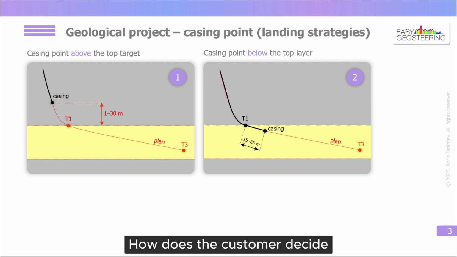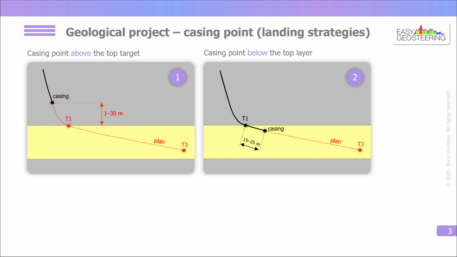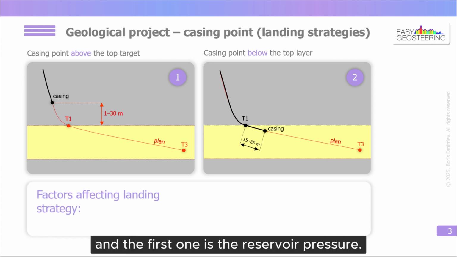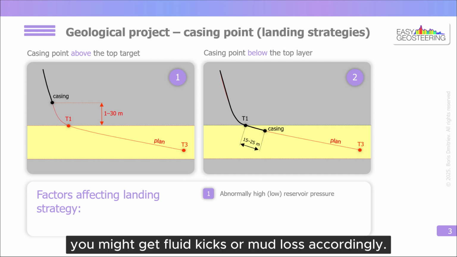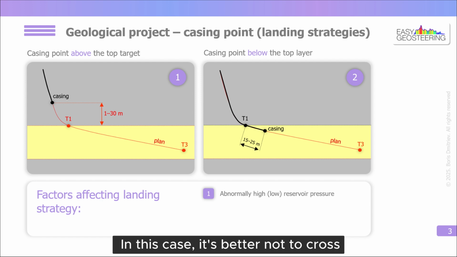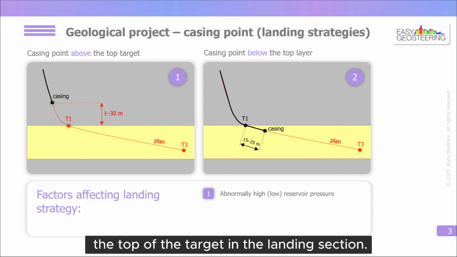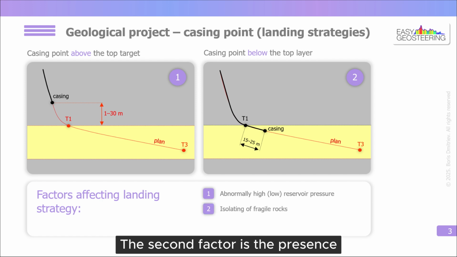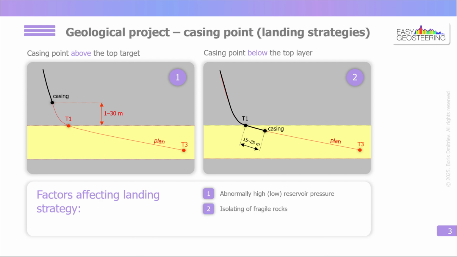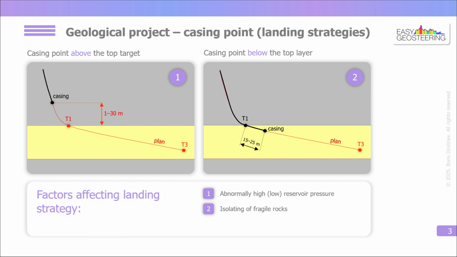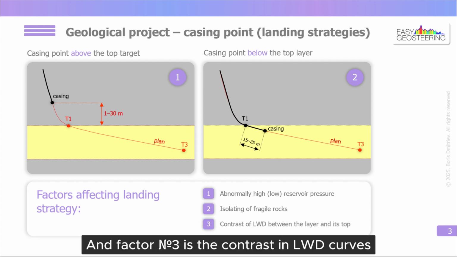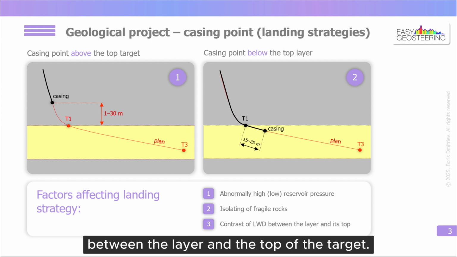How does the customer decide which option is more convenient? There are a few key factors, and the first one is the reservoir pressure. If the pressure inside the target is abnormally high or low, you might get fluid kicks or mud loss accordingly. In this case, it's better not to cross the top of the target in the landing section. The second factor is the presence of fragile rocks near the top. In this case, if reservoir pressure is normal, we can enter the productive zone and then isolate that interval with casing. And factor number 3 is the contrast in LWD curves between the layer and the top of the target.